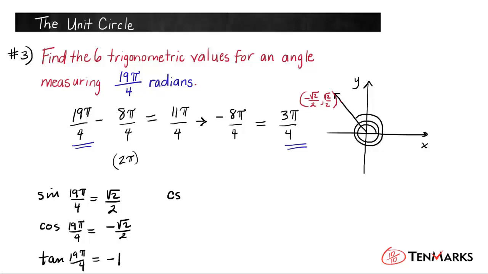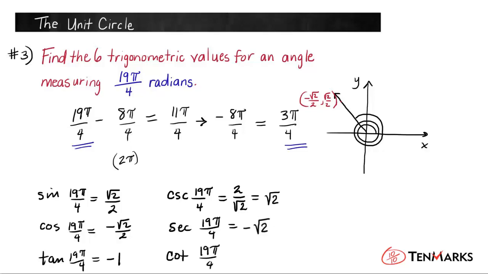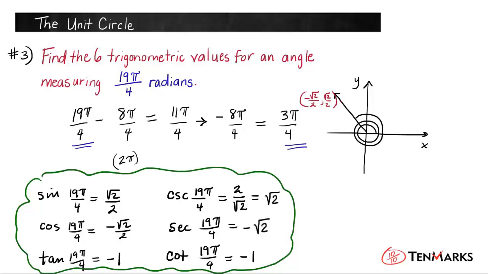The cosecant of 19 pi over 4 radians will give us 2 over the square root of 2, or the square root of 2 once we rationalize the denominator. The secant of 19 pi over 4 radians is going to give us the negative square root of 2, and cotangent of 19 pi over 4 radians is just going to give us another negative 1. So here we have the 6 trigonometric values for the angle measuring 19 pi over 4 radians.